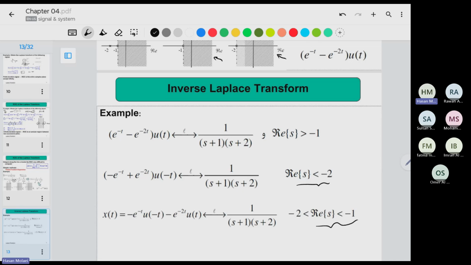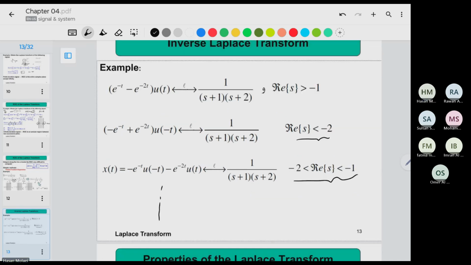If the ROC is between the two poles, I have two poles, minus 2 and minus 1. The ROC is between the two poles. When I want to find the Laplace inverse of this one, the ROC for this is right-sided, so I have to write it right-sided. The ROC for minus 1 is left-sided, so I should write the left-sided Laplace inverse.